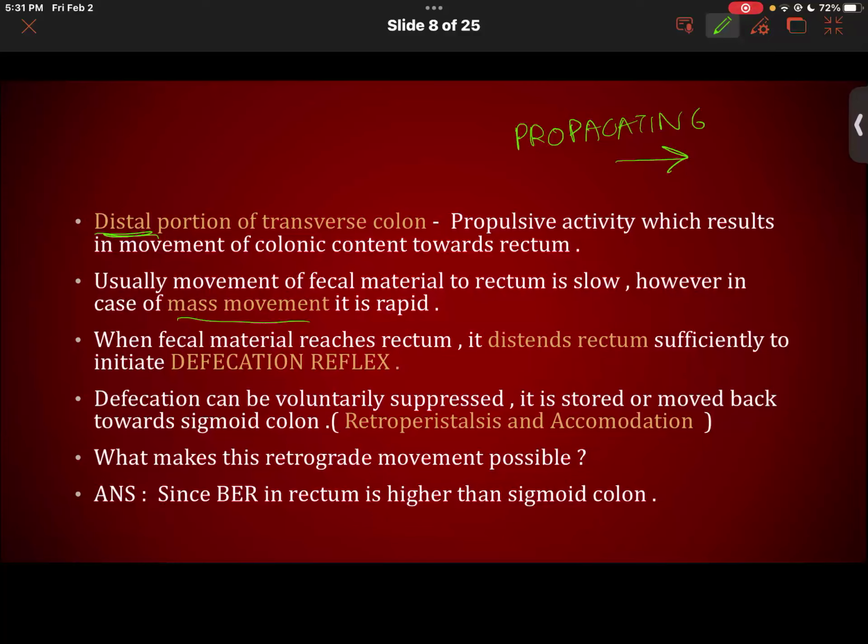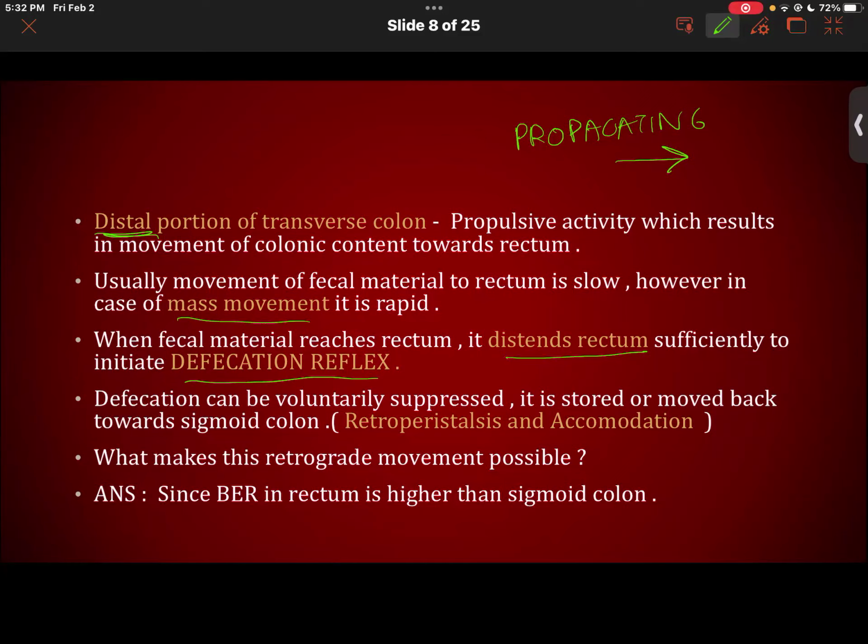So when the fecal material reaches the rectum, so now it's passed through the cecum, the ascending colon, the flexures, the transverse colon, another flexure, the descending colon, the sigmoid colon, and it reached the rectum, okay? It distends the rectum, basically it expands the rectum, and this causes the defecation reflex to be activated, okay?